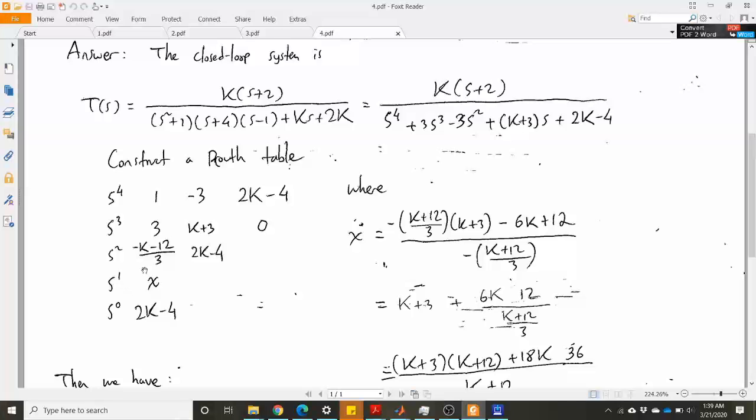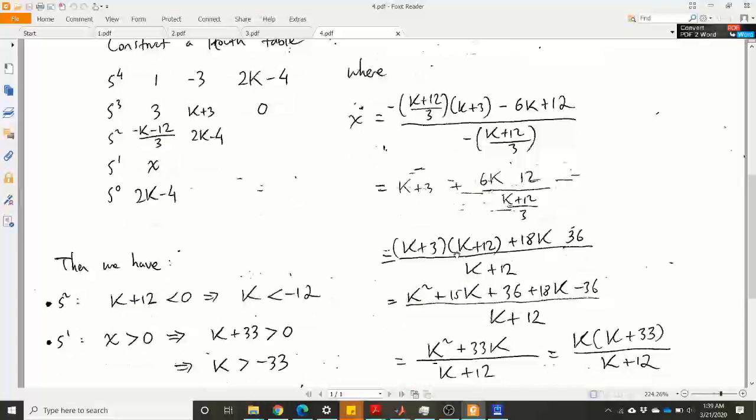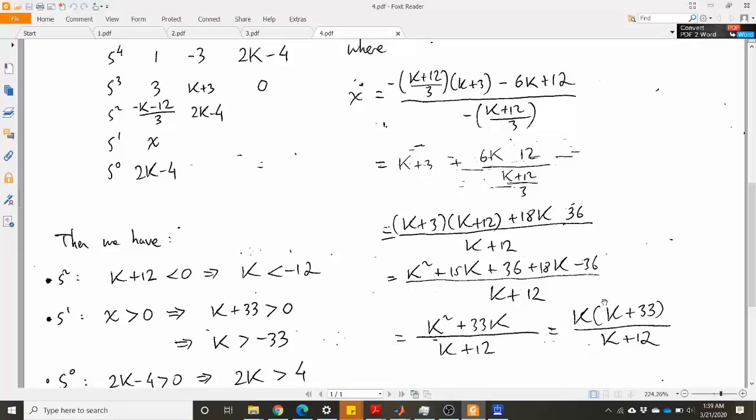Okay, the next step is to determine this constant. We call it x. Following a similar process, multiply this term by this term minus this term times this term divided by this term. So you can do this simple algebra to get this. So x is equal to k times (k plus 33) over k plus 12.